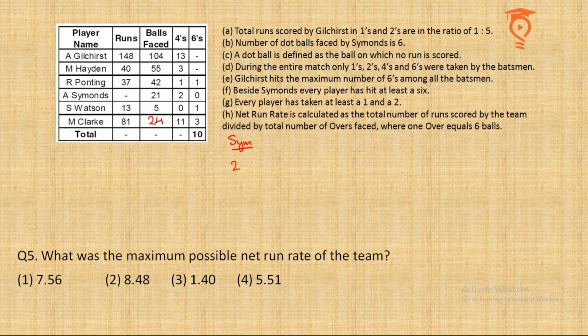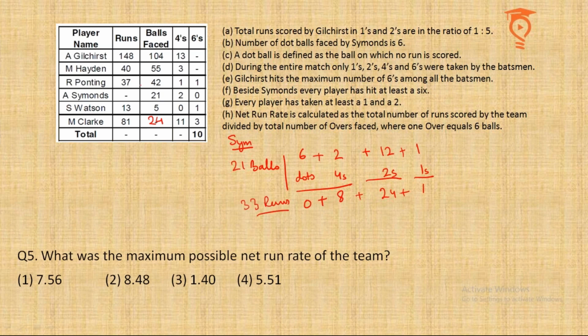So again, I talk about the 21 balls faced by him and 6 dots and 2 fours, that makes 8 runs. And about the remaining 13 balls, I'll give him 12 doubles and 1 single. So 12 doubles make 24 runs and 1 single makes 1 run, of course. That makes the total score of Simons, and that is the maximum possible, as 33. So if we add this, we get the maximum possible score of 352 in 251 balls.